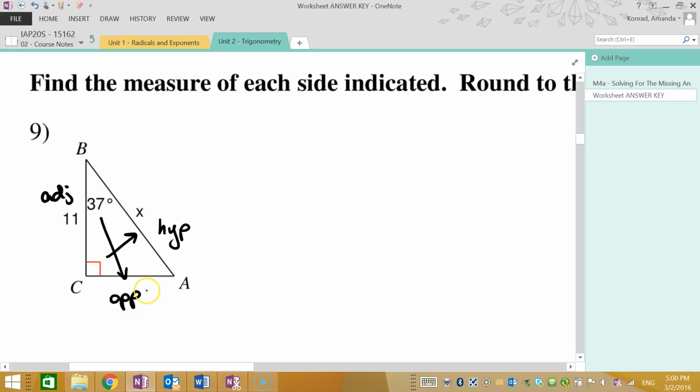So I look, and I have no idea what the opposite is, but I'm not even asked for it. All I'm asked for is the hypotenuse. I'm given the adjacent, and I'm given an angle. So I'm working with the adjacent, the hypotenuse. That means I'm working with cosine.